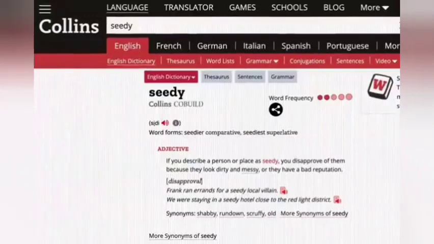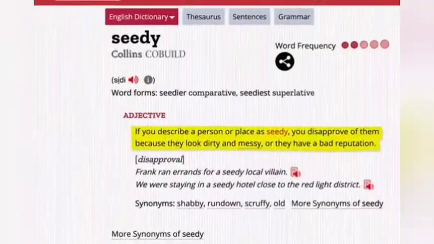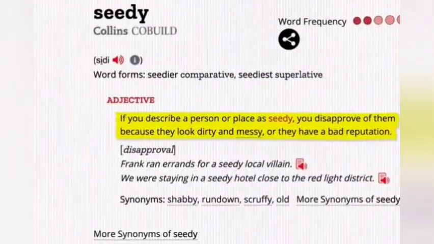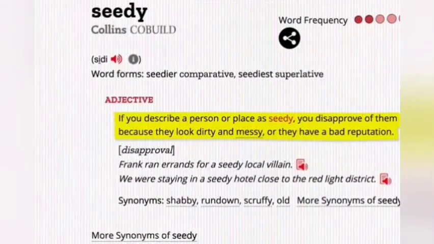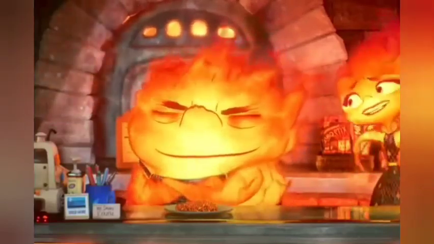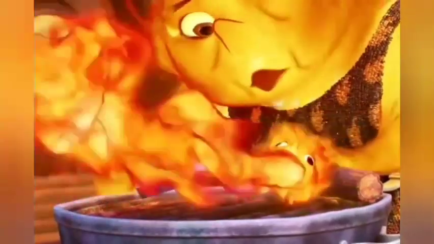If you describe a person or place as seedy, you disapprove of them because they look dirty or messy or they have a bad reputation. Notice how they said water gets into everything. Are we supposed to get into everything, or did God actually build fences and boundaries over what we should or should not get involved in? And fire, having a temper that is hot or they run a little hot is not always a good thing.